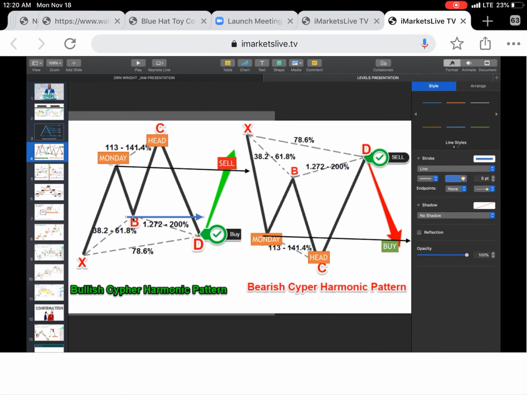B is the low of Monday, right here. And look at C. This is your head. It drops all the way down, giving us what percentage of Monday? Can anyone type inside the box and let me know what percentage of Monday did we just give back? And if you remember what we just did on the previous slide, you can see what's about to happen.